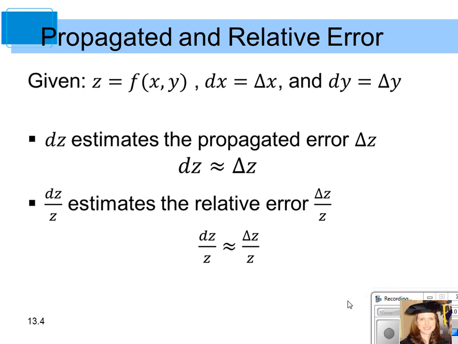In this section of 13.4, we're going to be looking at propagated and relative error. Given z is a function of x and y, differential x is equal to that incremental x, and differential y is equal to that incremental y, your delta x and your delta y. Your total differential dz estimates the propagated error, which is delta z, the incremental error, and dz is approximately that delta z. dz divided by z estimates the relative error, which is the actual change in z divided by z. So this is an approximation.